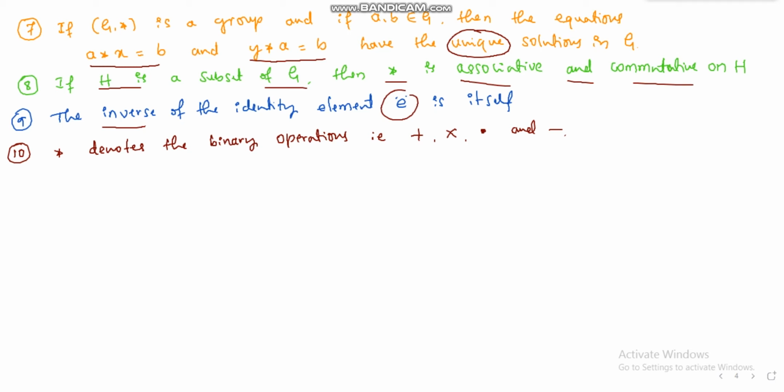Then the tenth one is: star denotes the binary operations, that is addition, multiplication, dot is nothing but again multiplication, and subtraction. Okay, these are the properties of groups.